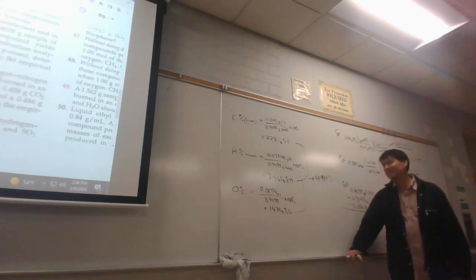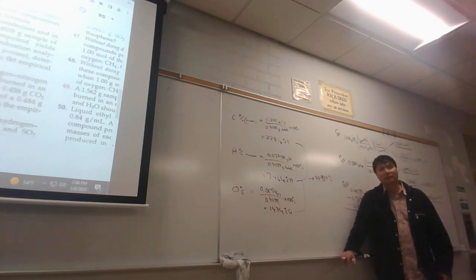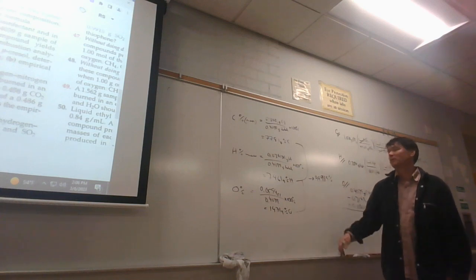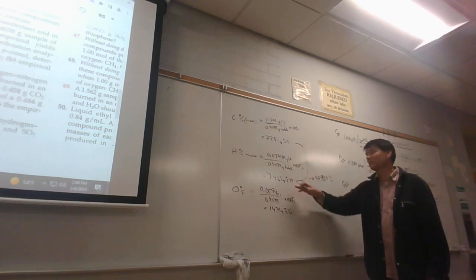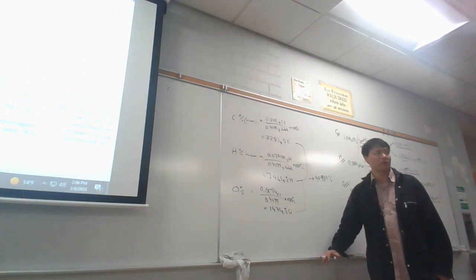So what else is in here? Am I missing something? Or is that close enough? I think it was round off. Yeah, this is due to rounding error. It should add up to 100%, but it doesn't because I had to round it. I couldn't carry all the digits. If I could carry all the digits, then it'd add up to 100%. That makes sense? Okay.